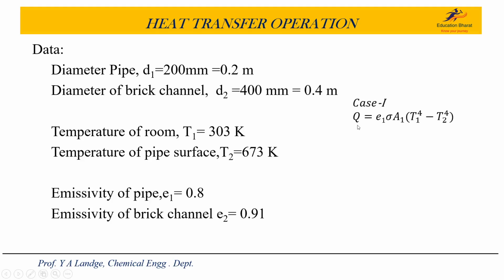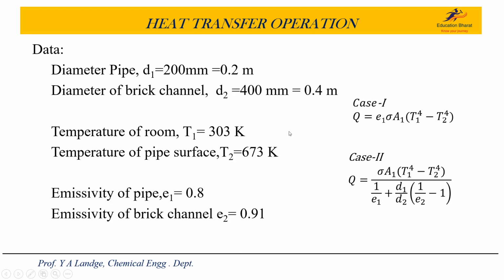So Q heat losses is equal to E1, the emissivity of the pipe, into sigma, the Stefan-Boltzmann constant, into A, the area of the inner pipe, into T1 raised to the power 4 minus T2 raised to the power 4. Here, one change: T1 is 673 and T2 is 303. Just make that change here. So this is T2 and this is T1. So T1 raised to the power 4 minus T2 raised to the power 4. This is the first case.